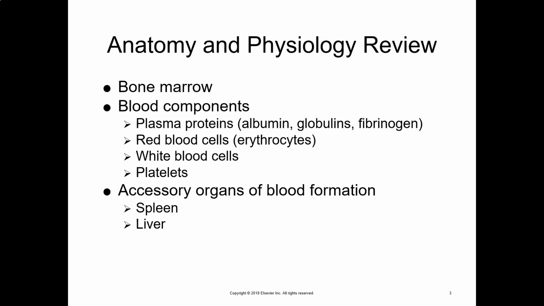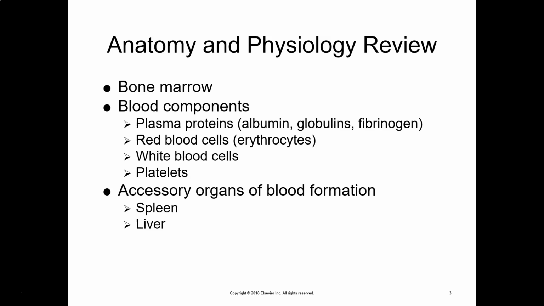Okay, globulins. The second part of the plasma proteins are globulins. Globulins help transport antibodies to protect the body against infection. The third component of the plasma proteins is fibrinogen. Fibrinogen is the activated form of fibrin, which helps with clotting.